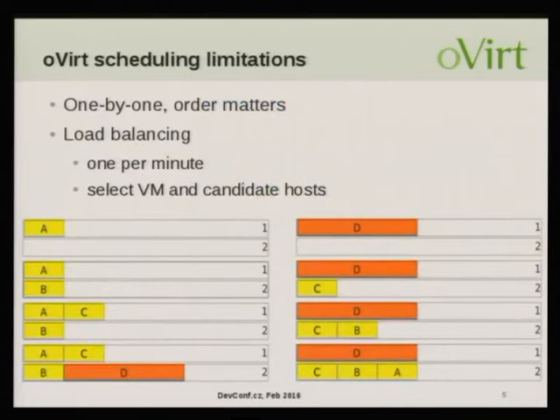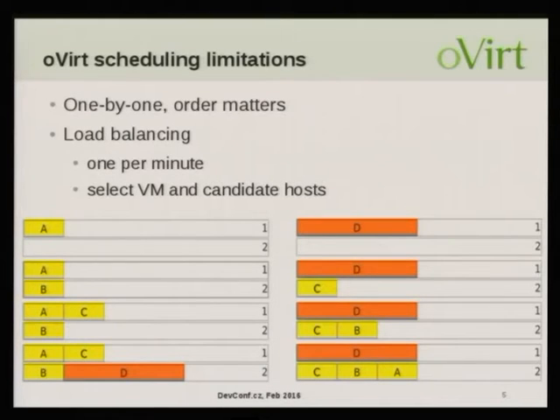Now, it's one by one, and the order matters. So here you see two different runs. With the same set of VMs, it's very simplified, but the same set of VMs, you have the left column and right column. And the only difference is that we are starting VMs A, B, C, and D in the left column, and D, C, B, and A in the right column. You see that the result is completely different. The rule here is a very simple rule that says use the host with the lowest load.